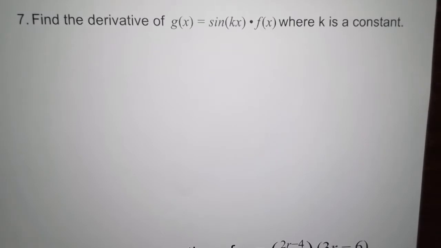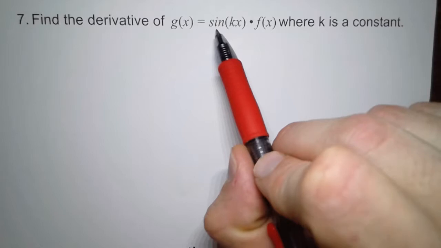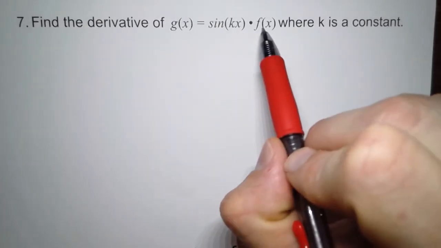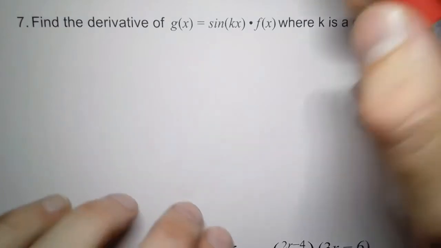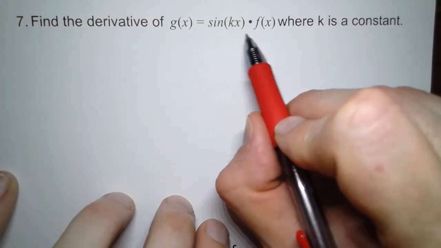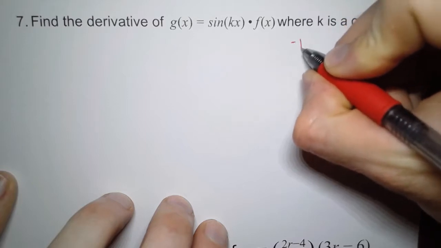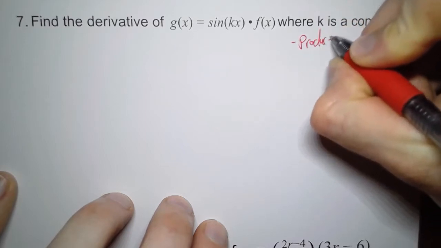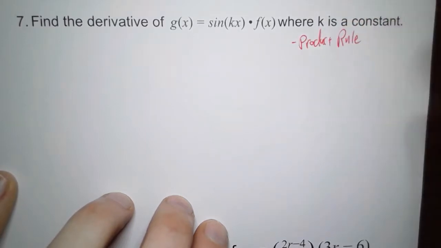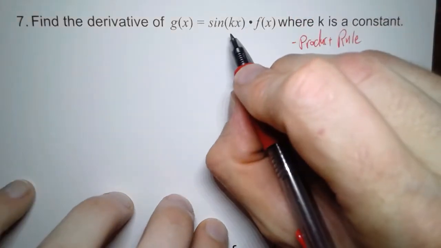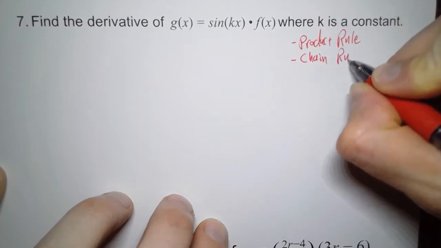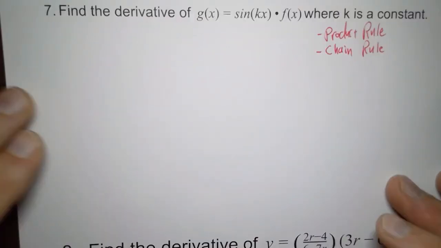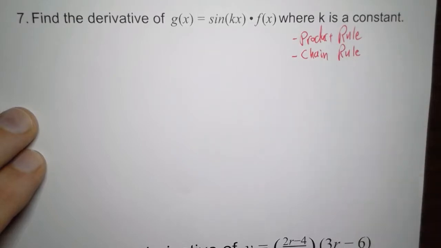So with number 7, here we have two functions, g of x, and it's equal to sine of k of x times f of x. Well, we don't know what f of x is, and k of x is just a number. Now let's look at this. Well, we've got two functions being multiplied, so this is product rule. And since sine is not of x, but of kx, that makes this chain rule. So those are the two rules that we have to operate on for this problem.